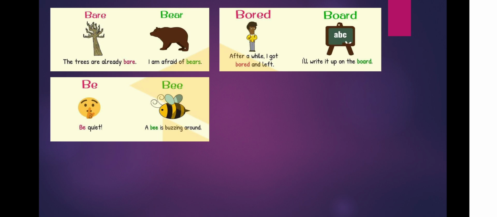Which we can say, be quiet, be happy, don't be so dramatic, right? We use this "be" in many sentences. And bee, which is a creature, for example, a bee is buzzing around, which gives us honey.